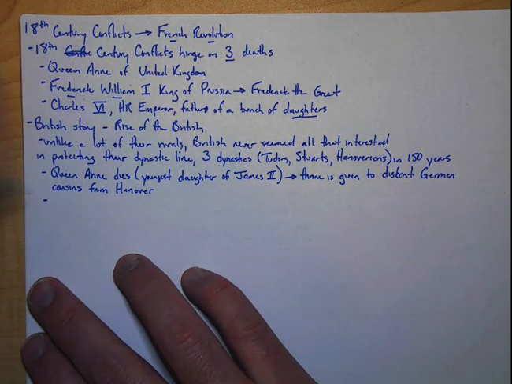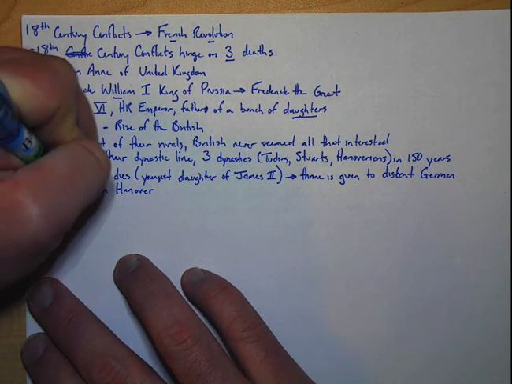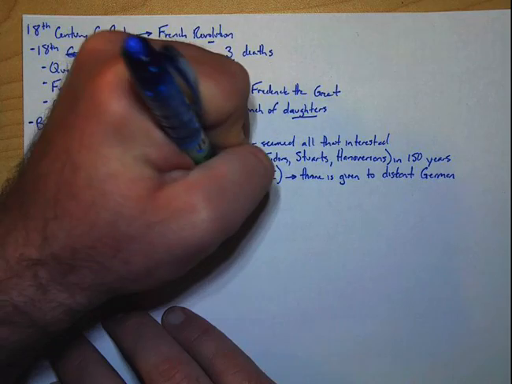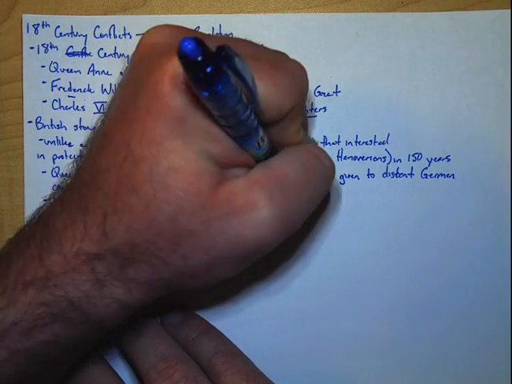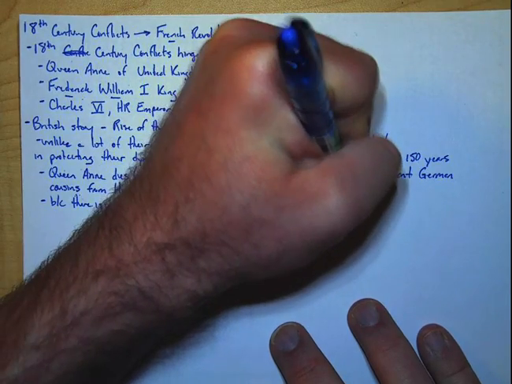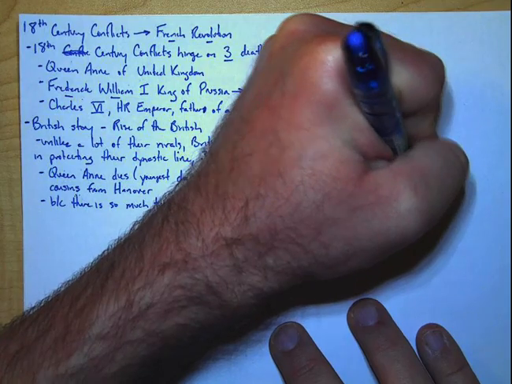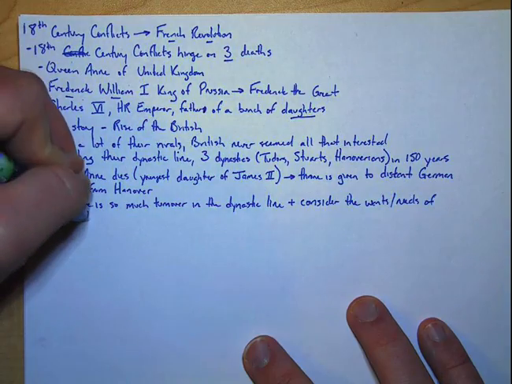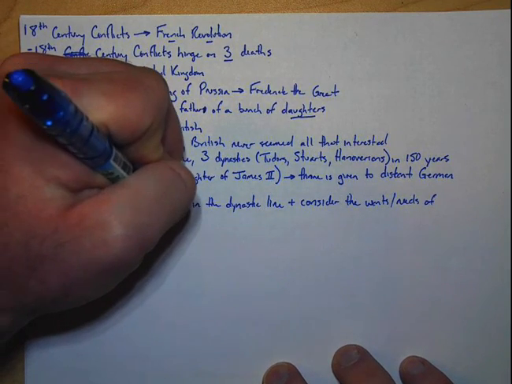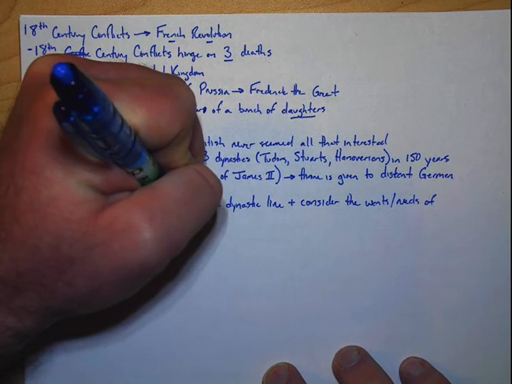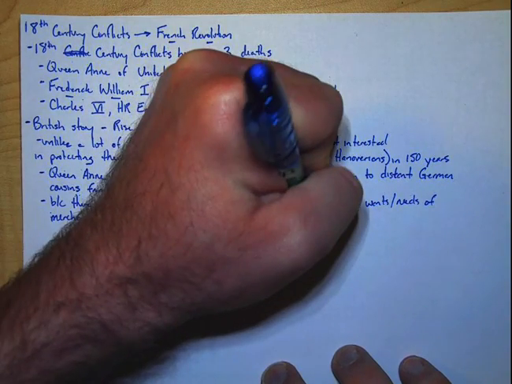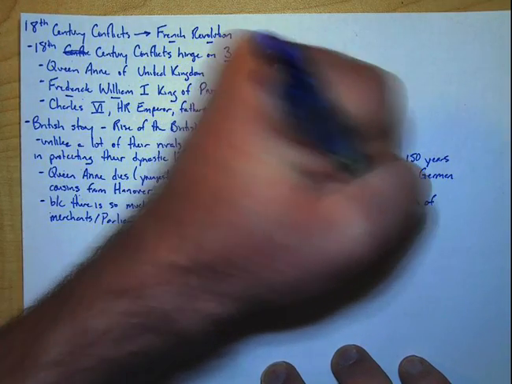Now, what ends up happening here is that because there is so much turnover in the dynastic line, and they need to consider the wants and needs of the merchants and Parliament, what ends up happening in Great Britain is that they turn their navy into the most powerful military force on the planet.